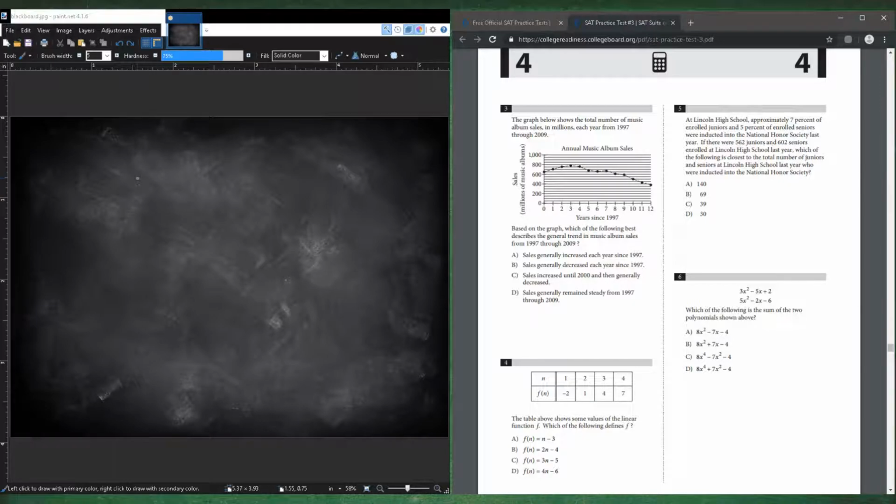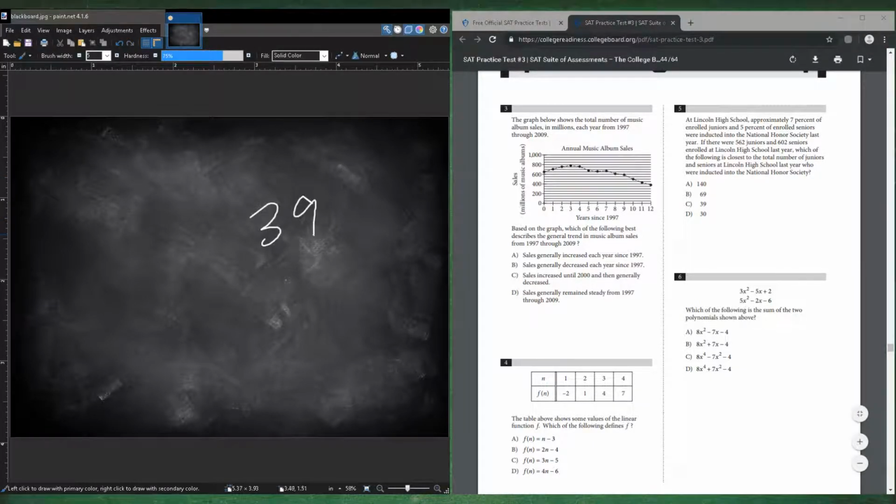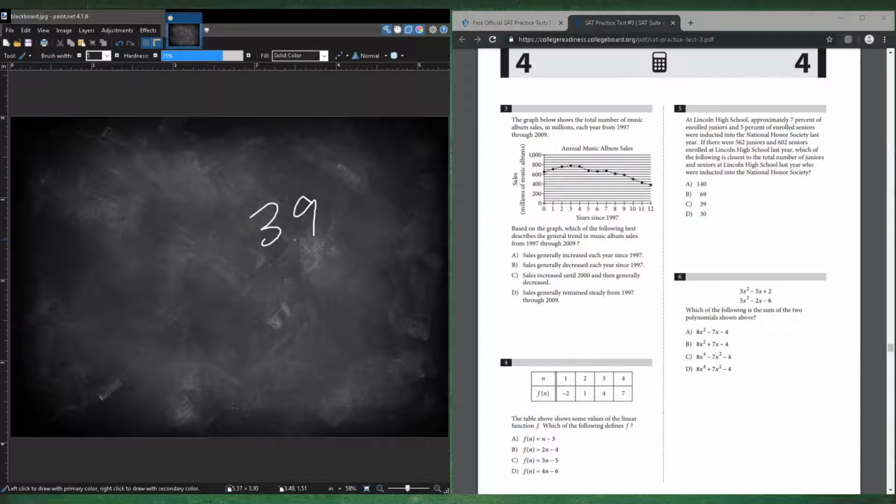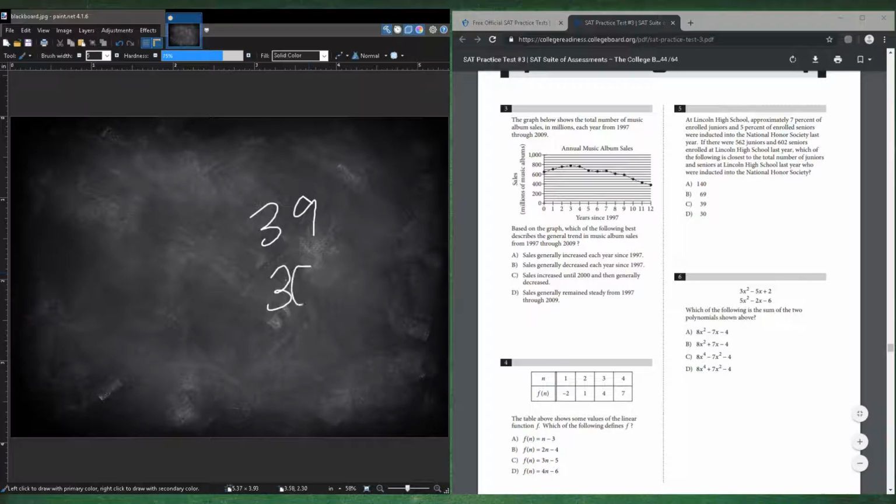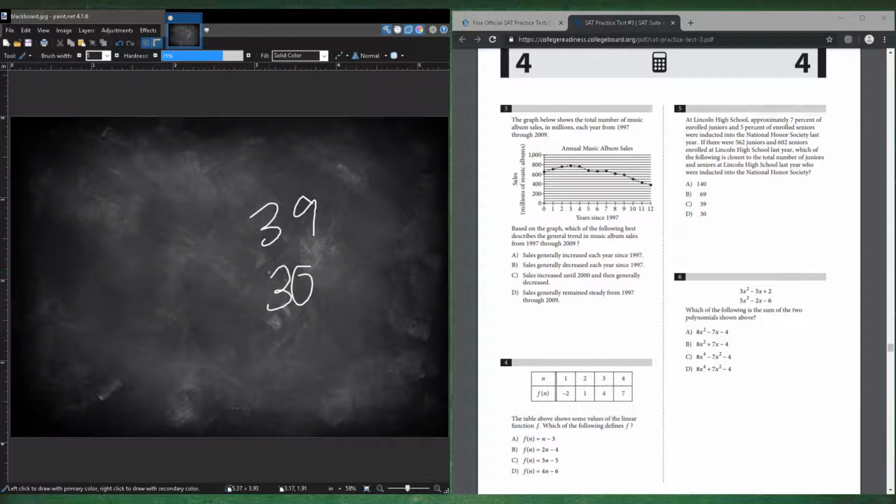Since it's 7% for juniors, let's just use our calculator. 562 times 0.07 is about 39. And 602 for seniors, which is about 5%, is about 30. So the total is 69 because 39 plus 30 is 69. So the answer is B.